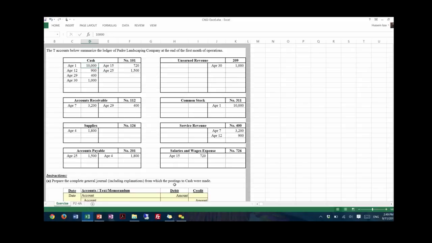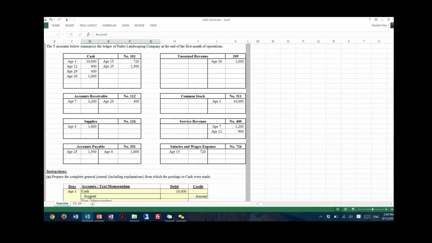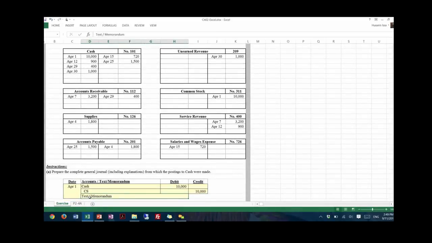Common stock, yes, for the same amount and the same date, right? So we know that on April 1st, what happens to cash? Again, it's easy. You look at it here, this is on the debit side, this is on the credit side. So cash was debited 10,000. And then the other account was common stock. I'm too lazy to write the whole thing, and let's not waste our time. 10,000. The explanation would be what?